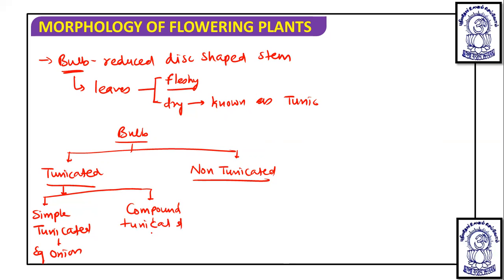and the example of compound tunicated is garlic, because in garlic you can see that there are pieces, and each piece is known as bulblet, and each piece has a covering tunic. And when the multiple bulblets are present in a ring, the whole ring is also covered by a tunic. So they have multiple tunics, so it is known as compound tunic. And in non-tunicated, the example is lily, where tunic is absent.